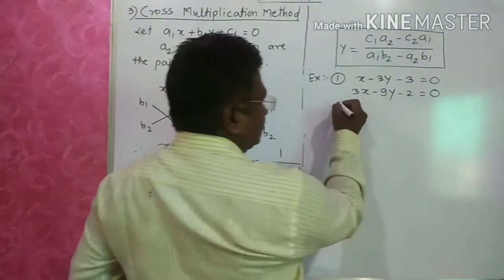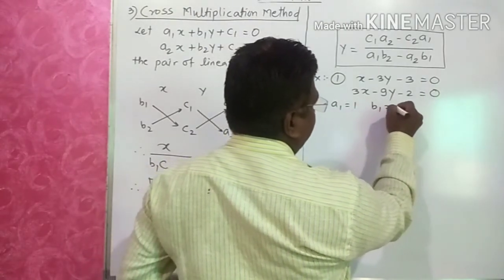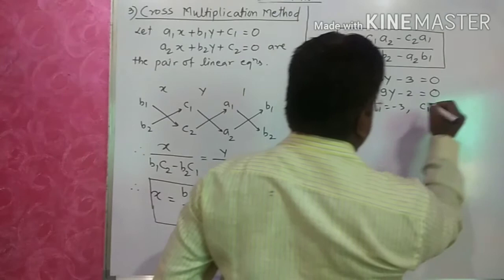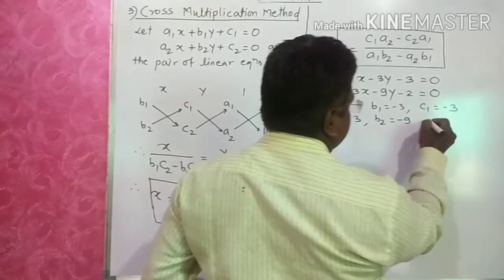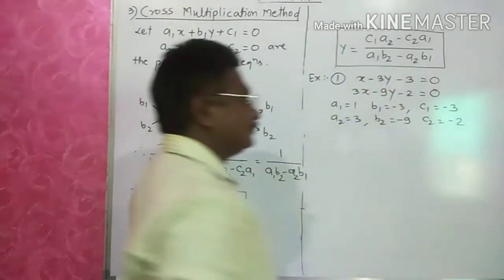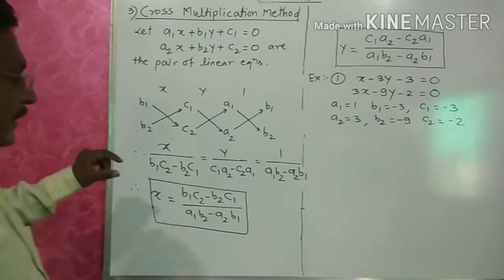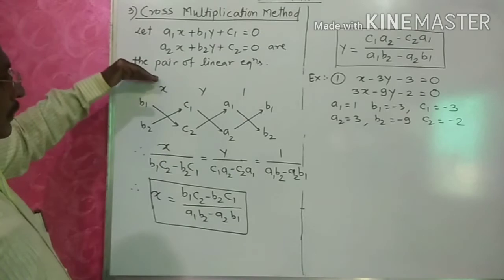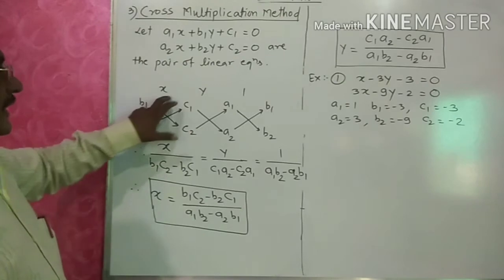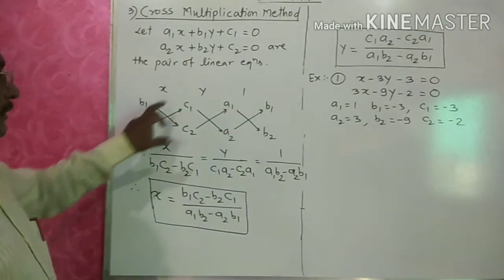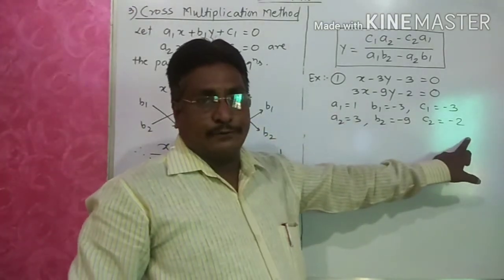Now from this we have to decide a1 is 1, b1 is minus 3, c1 is minus 3. Then a2 is 3, b2 is minus 9, c2 is minus 2. Now you can use the formula directly to find out, or if you do not remember the formula, you can go this way. No problem. So here x, y, 1, and then you can substitute these values of a1, a2, b1, b2, c1, c2.